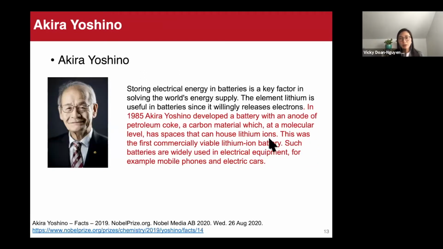Akira Yoshino made major contributions by incorporating carbon instead of lithium metal as the anode. And this has improved safety in lithium-ion battery technology immensely. And we'll talk about why that is in terms of preventing lithium dendrite formation, which is deleterious for batteries.